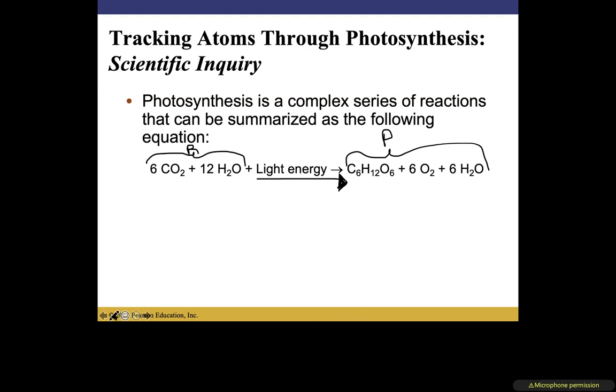And those 6 CO2s, along with 12 waters, are going to go into the reaction. Light energy is going to be used in the reaction in order to break the covalent bonds and redistribute electrons. And when it does that, these atoms are going to get new partners. And so the products are going to be a glucose molecule, C6H12O6, 6 oxygen molecules, and 6 water molecules.